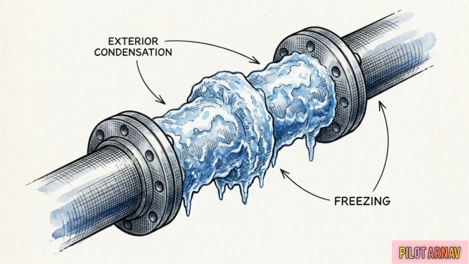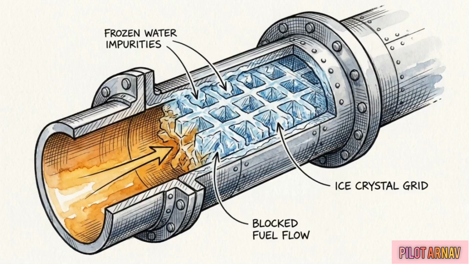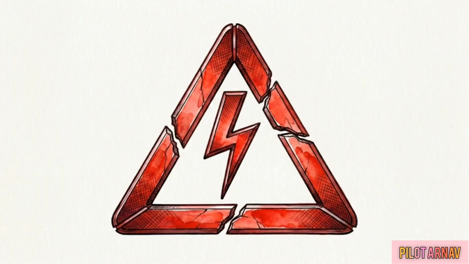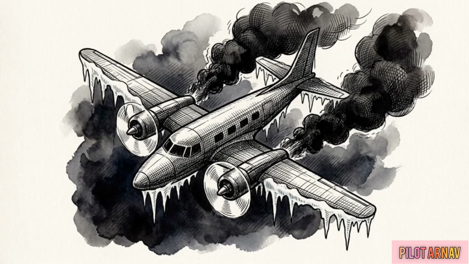Even the fuel lines themselves are susceptible. Any microscopic water impurities in the fuel can freeze in sub-zero temperatures, blocking flow to the engine entirely. Icing is a compounding mechanical threat. It simultaneously destroys the aircraft's ability to fly and chokes the engines required to overcome that deficit.